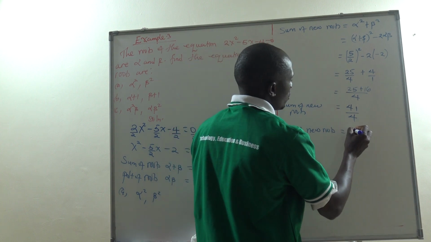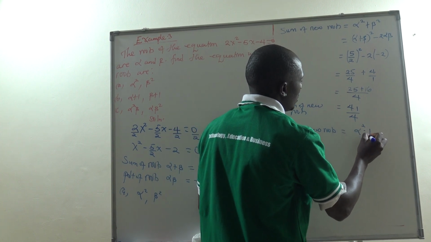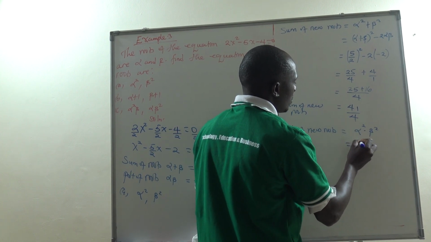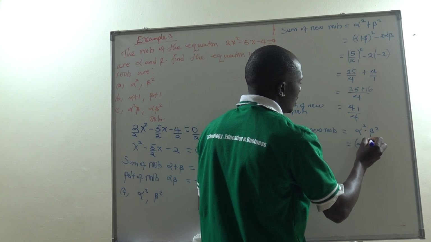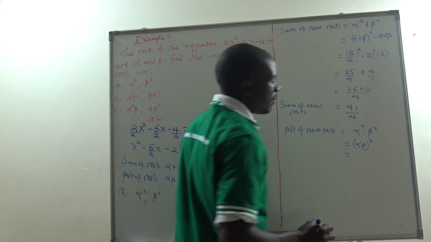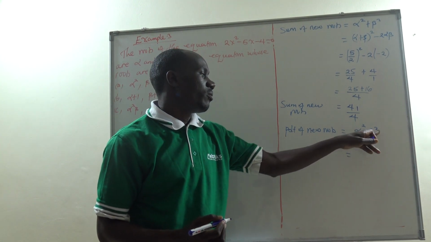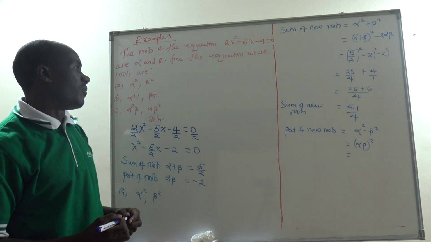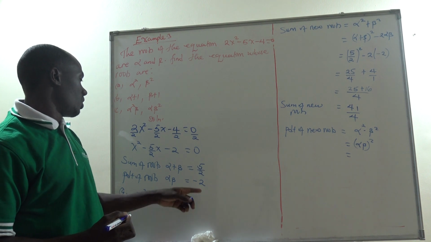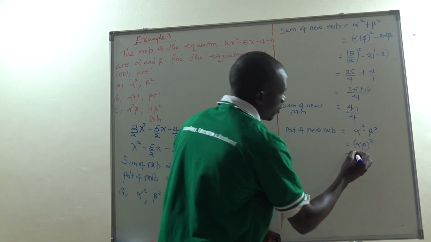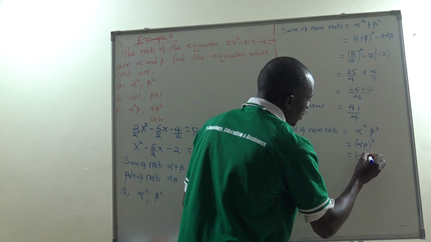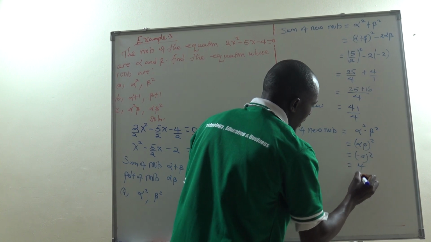The product of the new roots is going to be alpha squared times beta squared, which becomes alpha beta, the whole of it squared. Do we know alpha beta? We have pulled out the square because it's common everywhere. So what is alpha beta? Alpha beta is already -2. So it becomes -2, the whole of it squared, which becomes 4.